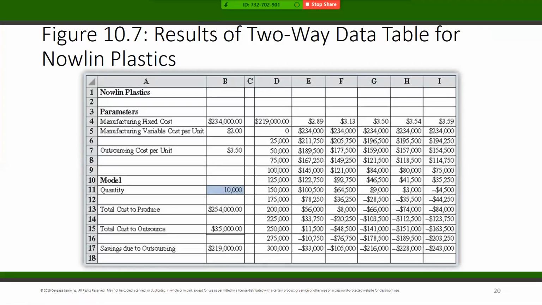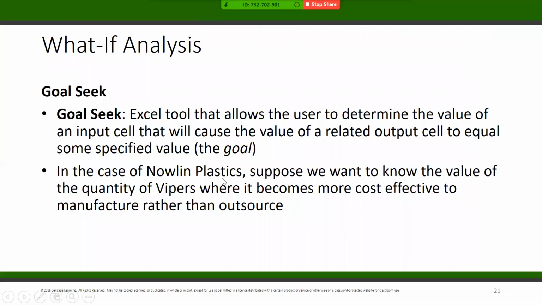All right. So let's see here. What do I want to say else about this? So that gives us kind of a breakdown, but sometimes there are more things we need to do. So what we're going to do is a what-if analysis. We're going to do a goal seek. And this is an Excel tool that allows the user to determine the value of an input cell that will cause the value of a related output cell to equal some specified value, which is our goal, which is that it's greater than 0. So in the case of Nolan Plastics, suppose we want to know the value of the quantity of Vipers where it becomes more cost effective to manufacture rather than to outsource, okay?